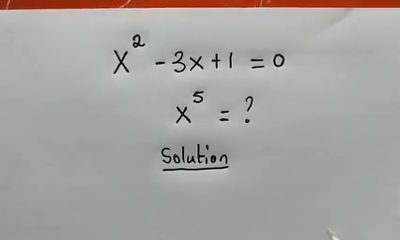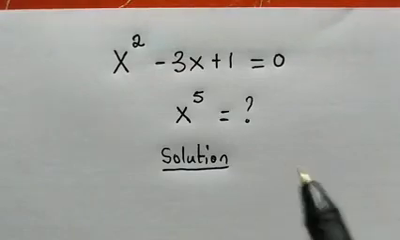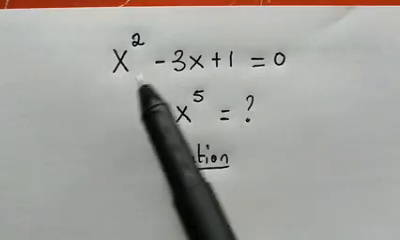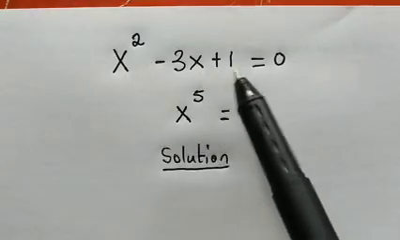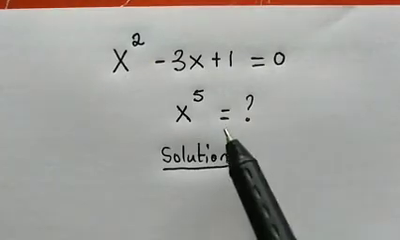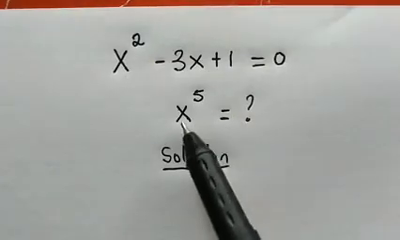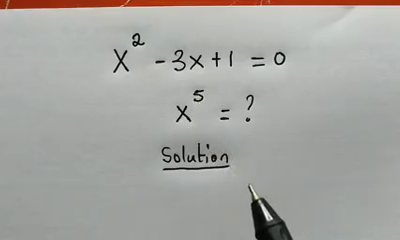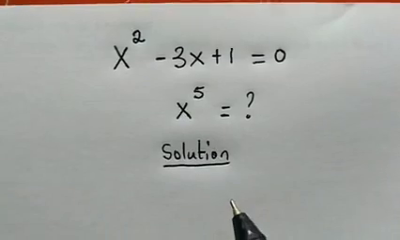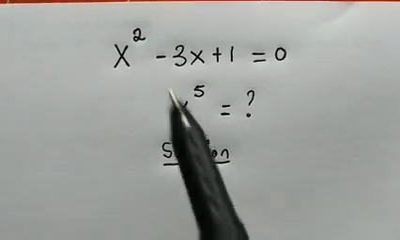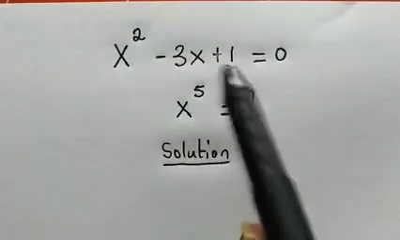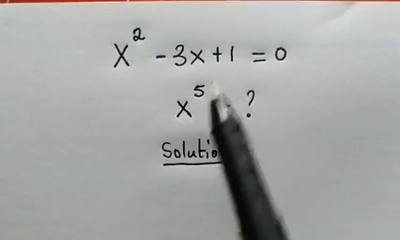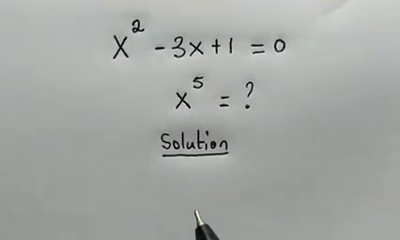Today we have this interesting Olympiad mathematics problem. We're given the following quadratic equation: x squared minus 3x plus 1 is equal to 0. In this video, we're going to evaluate the fifth power of x. So let's get started. The first thing to do here is to solve for the roots of this equation, and we're going to solve for the roots using the general quadratic formula.